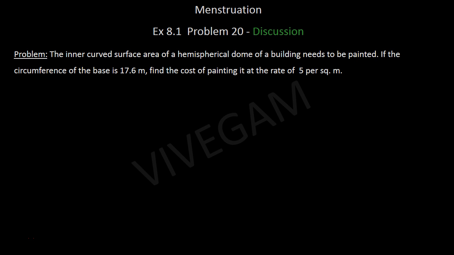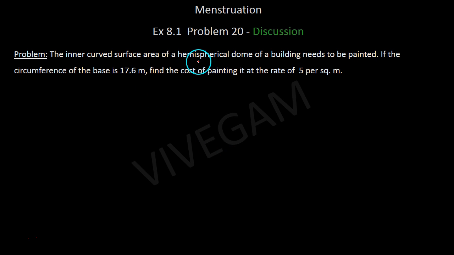Let's read the problem. The inner curved surface area of a hemispherical dome of a building needs to be painted. If the circumference of the base is 17.6 meters, find the cost of painting it at the rate of 5 rupees per square meter. So let's mark what is given in the problem.